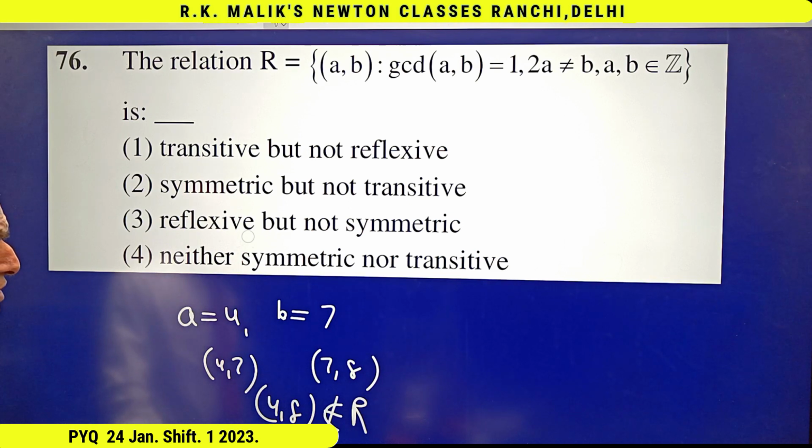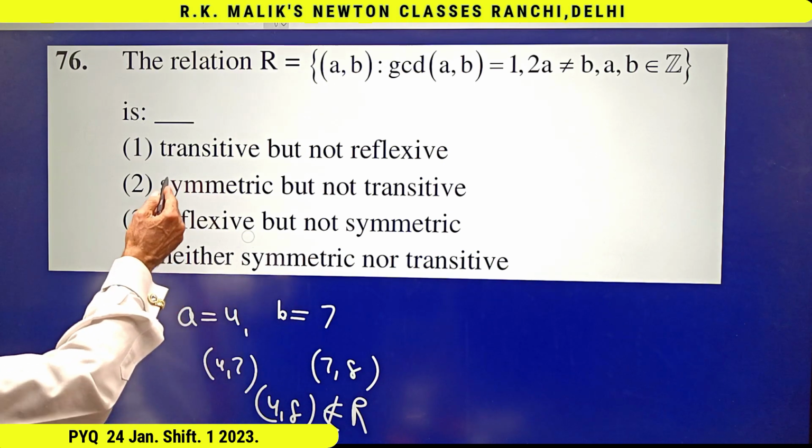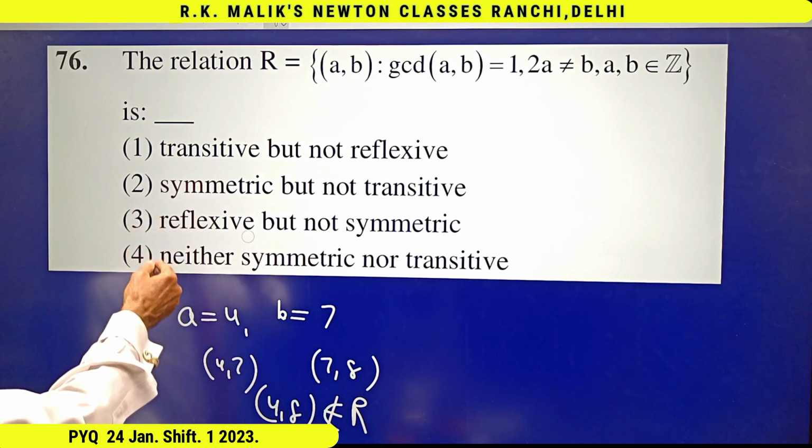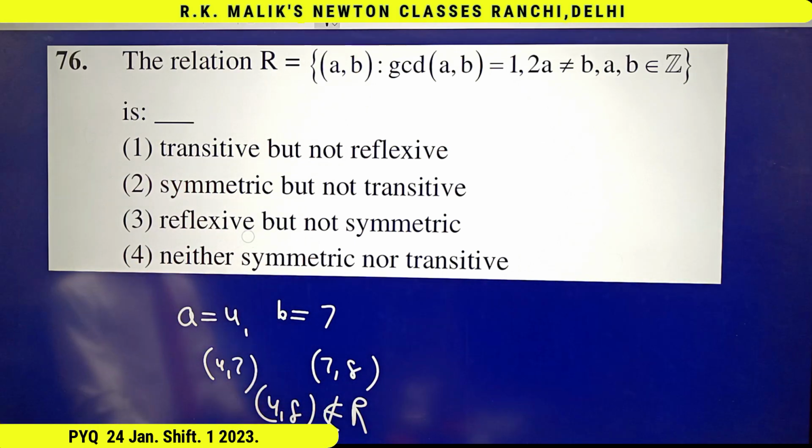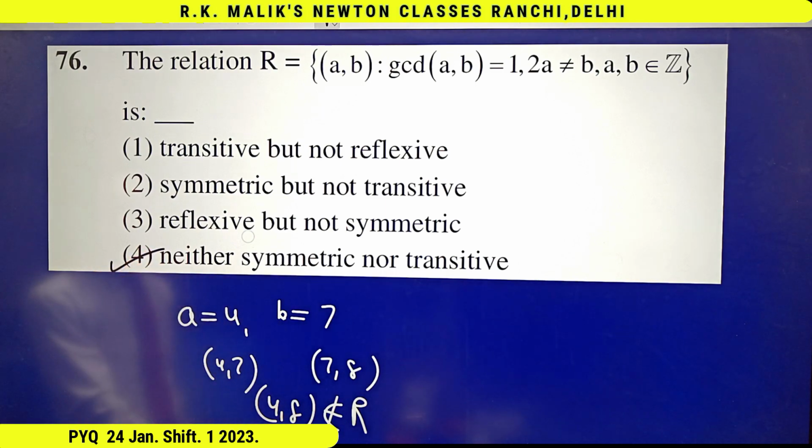Therefore, I can say R is neither reflexive, nor symmetric, nor transitive. Hence, it is clear that first, second, third are wrong, but fourth is correct. That is, I can say the fourth choice is the correct choice.